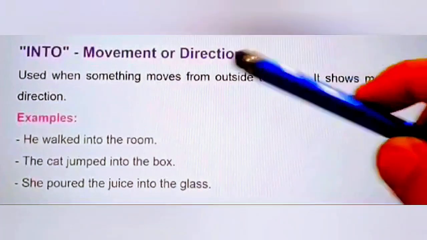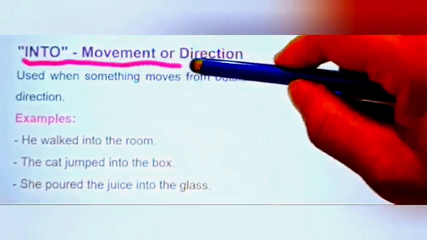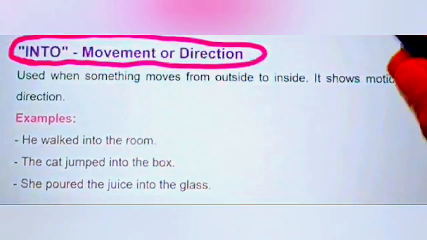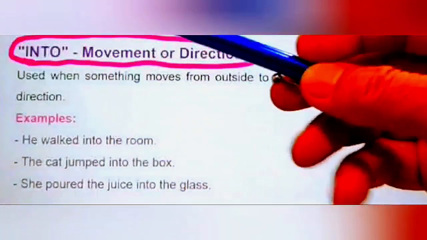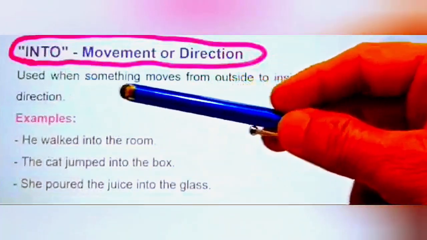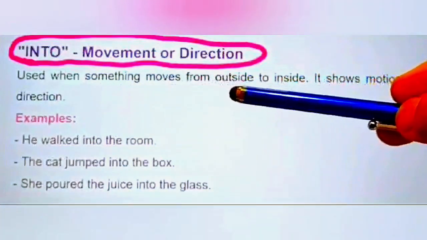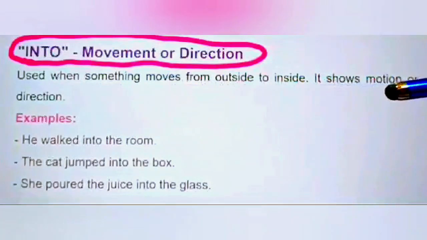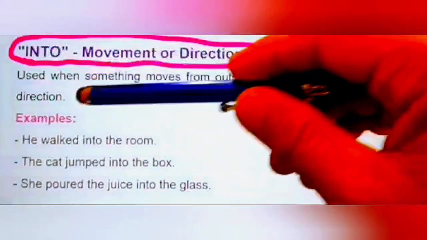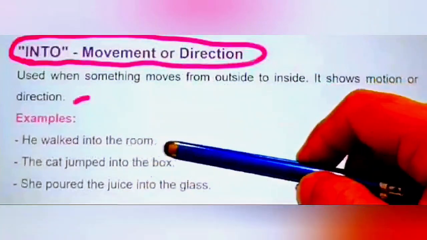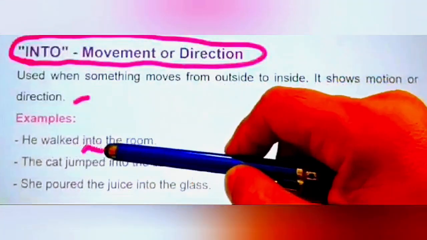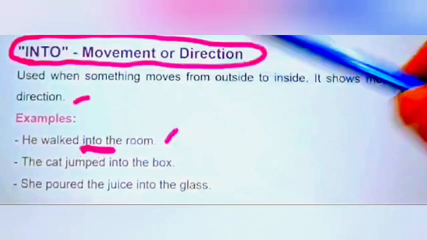Now, when we describe a way of moving, we can use into in a sentence. We can use into to describe movement or direction. Into is used when something moves from outside to inside; it shows motion or direction. For example, he walked into the room. So this describes the movement.